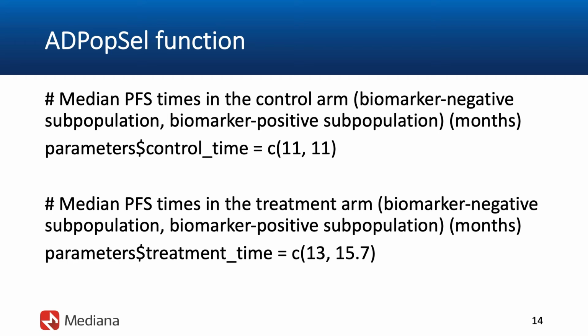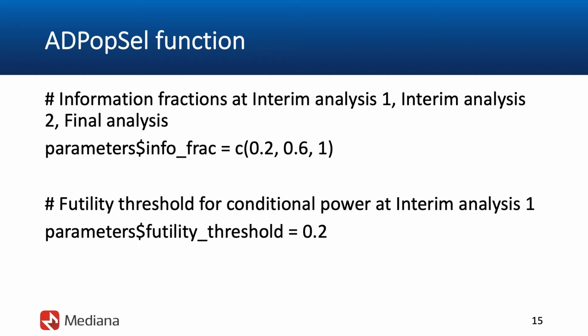Specifications for the information fractions at the first interim analysis and the second interim analysis, as well as the threshold for the futility assessment at the first interim analysis, are given on this slide. The vector of information fractions shown at the top of the slide has three elements. The first one, of 0.2 or 20%, gives us the number of events expected at the first interim analysis within the overall population. That would be the main goal for the first interim analysis.